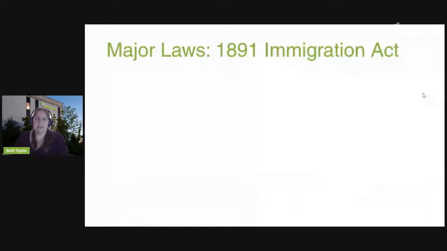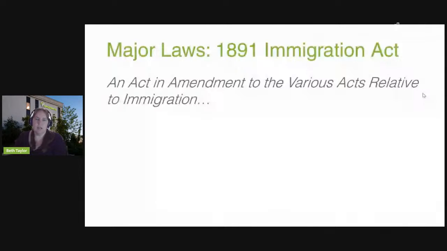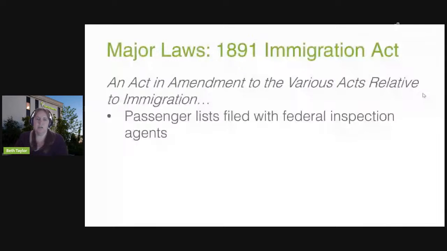The next act that really influenced not only the number of immigrants that came, but the process that they came through and also the records that were created is the 1891 Immigration Act. This is also known as an act, an amendment to the various acts relative to immigration. Very specific, right? But this act started really tightening up some regulations around immigration. So starting in 1891, passenger lists were no longer filed with the customs agent at the port of arrival. Now they had federal inspection agents.